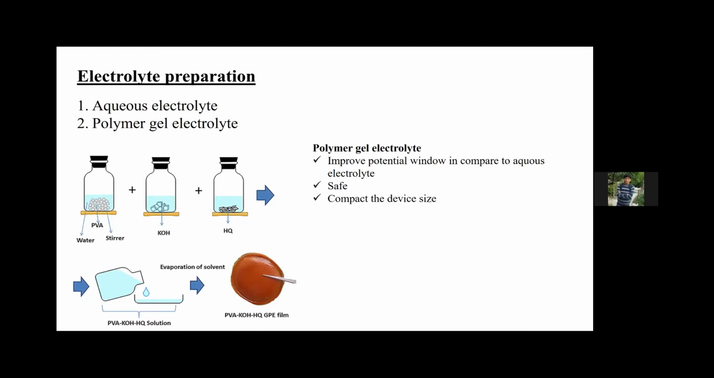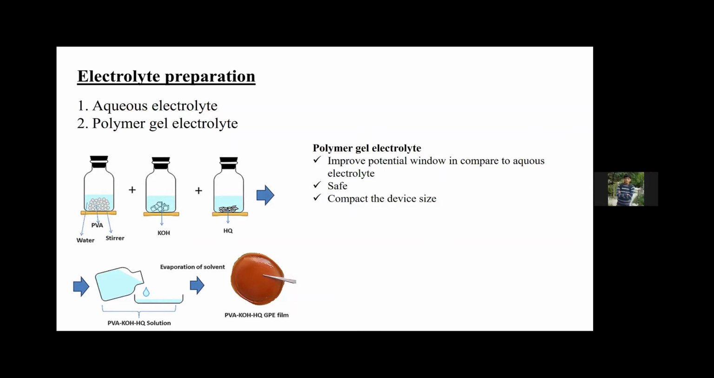So how to make the gel electrolyte? Suppose PVA. PVA is the polymer material. It's called polyvinyl alcohol, and it is water soluble. So how will we make the gel electrolyte? We use PVA, that means polyvinyl alcohol, and it is water soluble.